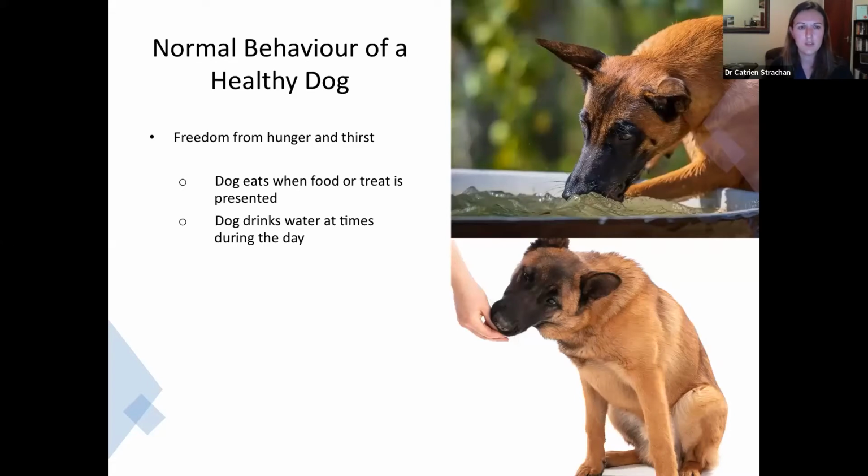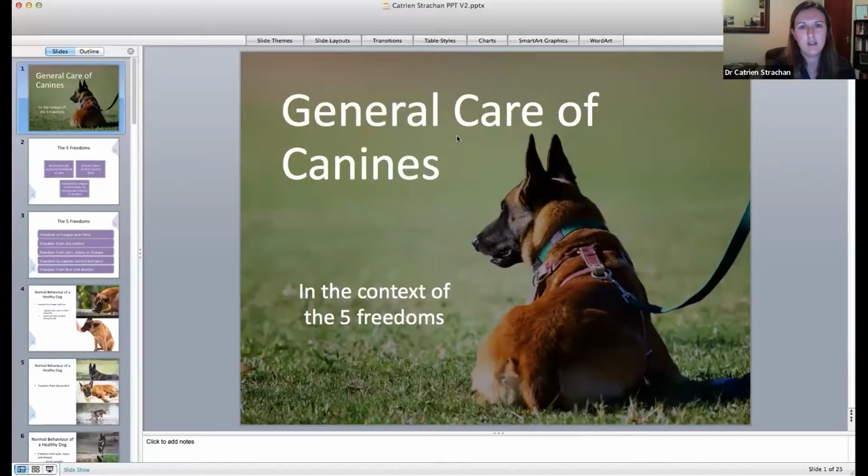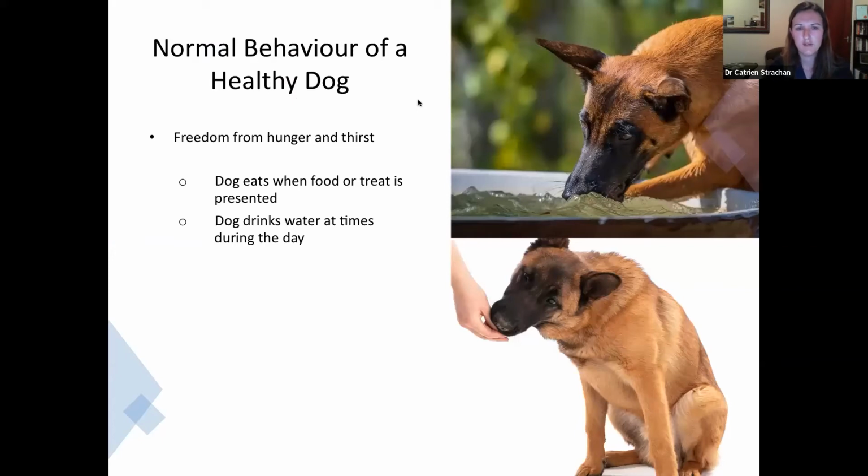Okay, so when we look at the first freedom, that's a pretty straightforward one, freedom from hunger and thirst. So a normal dog should eat when food is presented, or perhaps when you present a treat, and you should observe your dog drinking water a couple of times a day. This can obviously vary between dogs. Some dogs are fussy eaters, and they might eat a little bit now and a little bit later. Some will gobble down their food all at once. But the more you work with your dog, you'll get used to what is normal for him or for her.